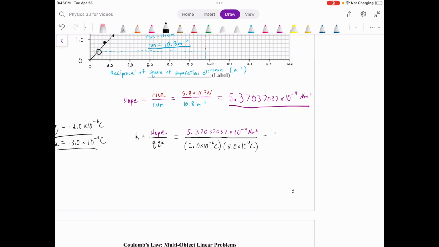Wow, so when I put that in my calculator, I got 8.95 times 10 to the power of 9 Newton meters squared, right? Those would be my units. Newton meters squared per, we're dividing by coulombs times coulombs, so per coulomb squared. Not a bad result at all, right? We know the actual theoretical value of the Coulomb constant is 8.99 times 10 to the power of 9. So we're off by a very small amount, right?